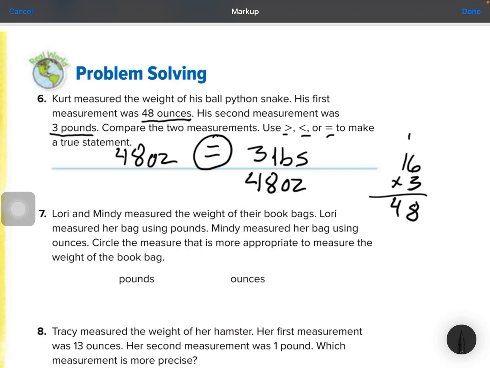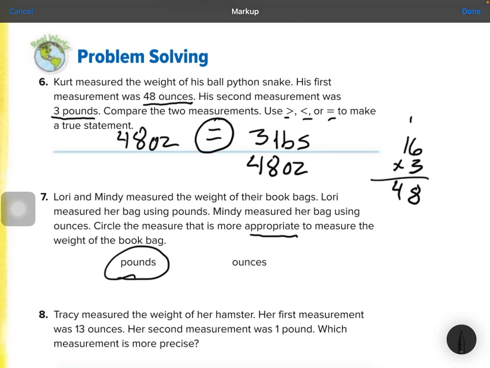Okay, number 7. Lori and Mindy measured the weight of their book bags. Lori measured her bag using pounds. Mindy measured her bag using ounces. Circle the measurement that's more appropriate to measure the weight of a book bag. Well, I don't know about you, but my high schooler's book bag is extremely heavy. I would definitely use pounds to measure everything in a book bag.